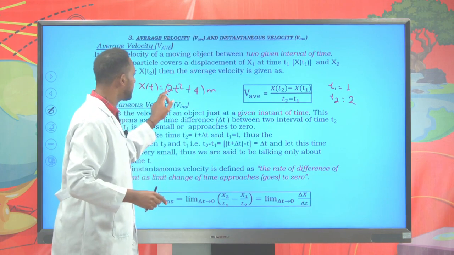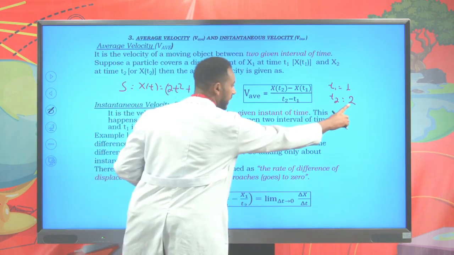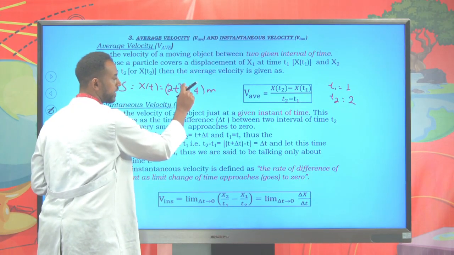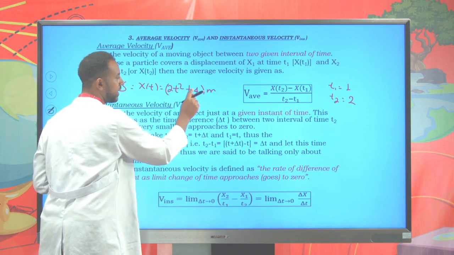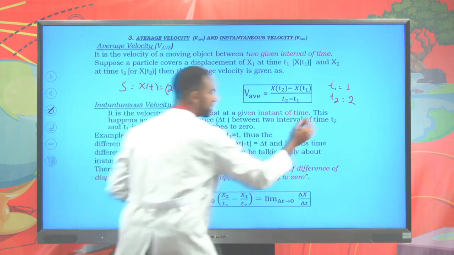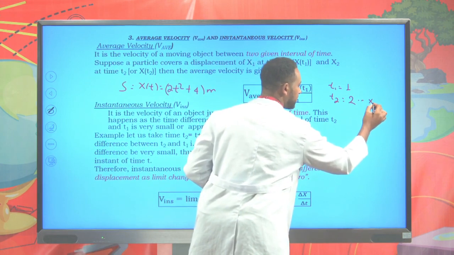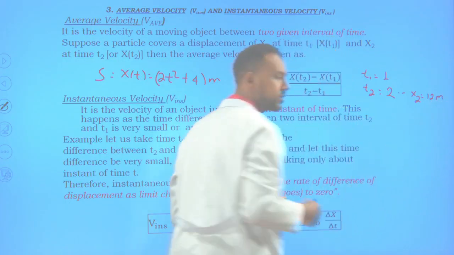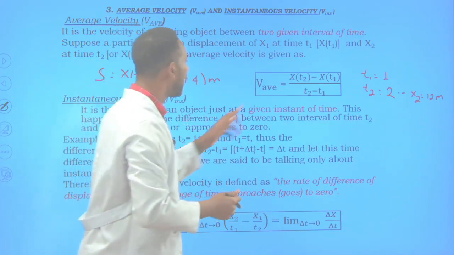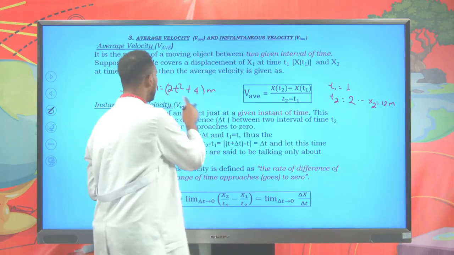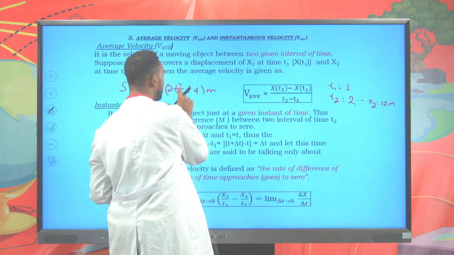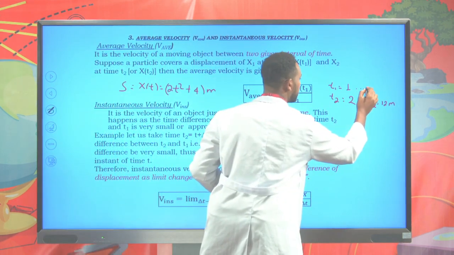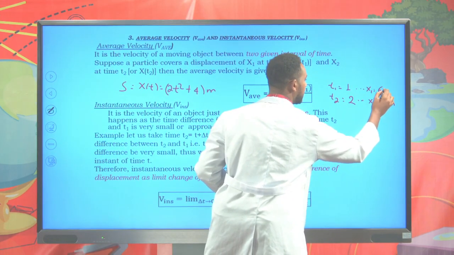What is the displacement at time t2 equals 2 seconds? 2 squared gives you 4, 4 times 2 is 8, 8 plus 4 gives us 12 meters. The displacement of the particle at time t2 is 12 meters. How about at time t1 equals 1 second? 1 squared gives you 1, 1 times 2 plus 4 gives us 6. Therefore, the corresponding displacement is 6 meters.